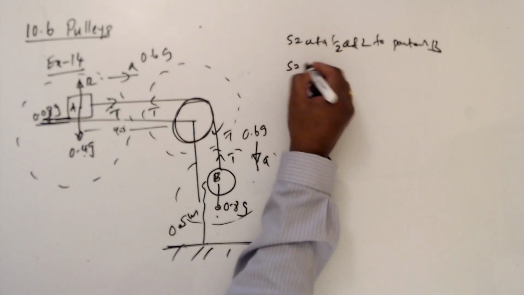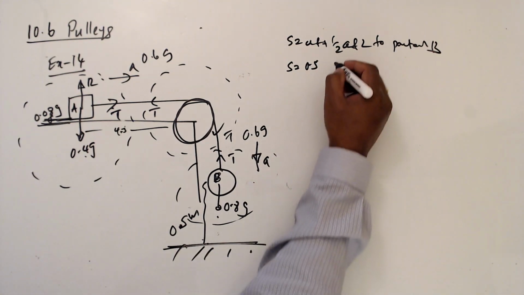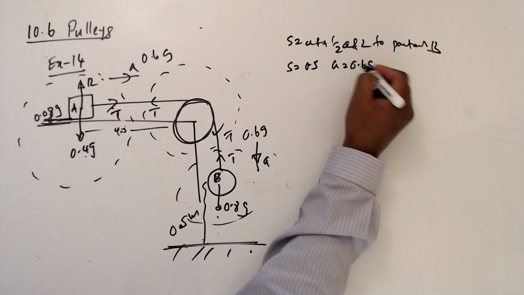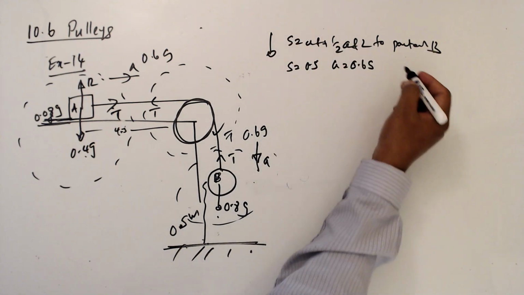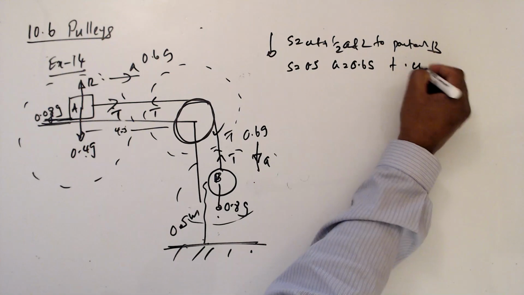So S is 0.5, this height, and A is 0.6 g. So we need to find t. U is 0.